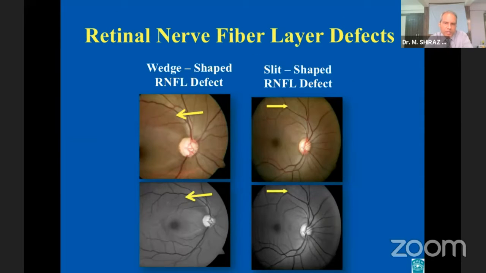The main difference between a wedge-shaped defect and a slit-shaped defect is that a wedge-shaped defect runs towards the optic disc and touches the optic disc margin. In contrast, a slit-shaped defect never runs towards the optic disc and never touches the optic disc margin.